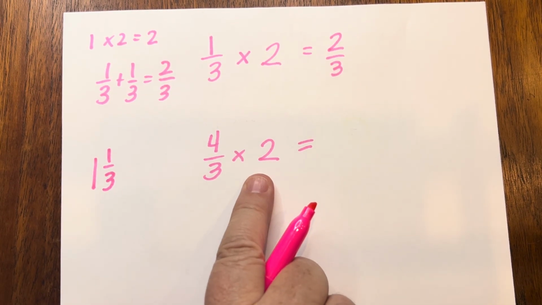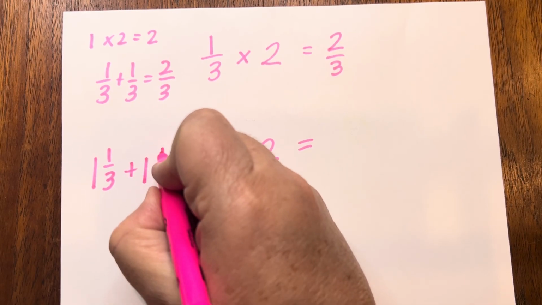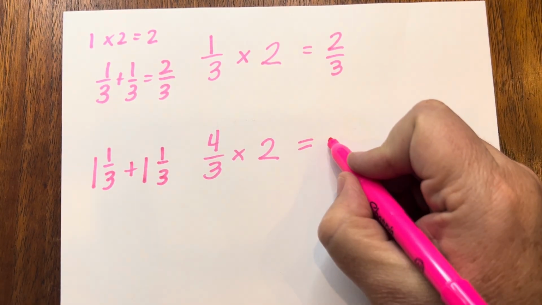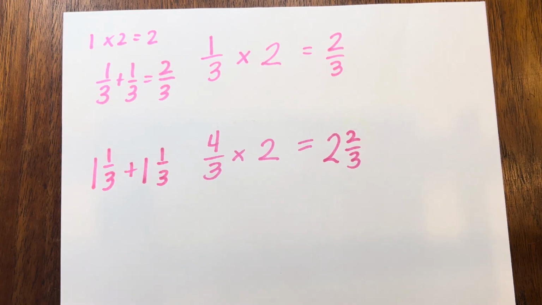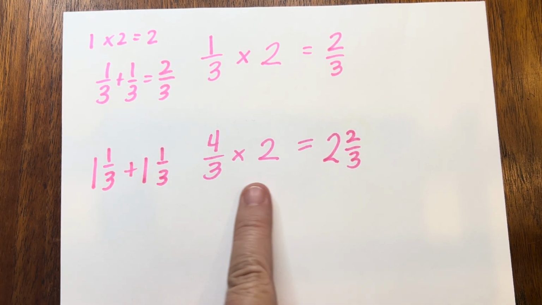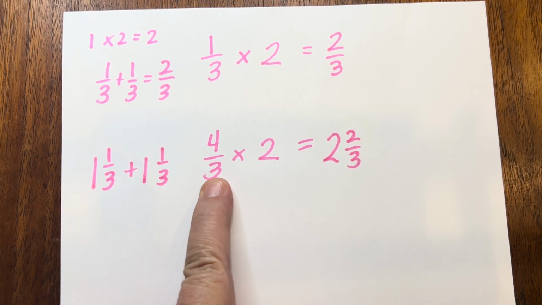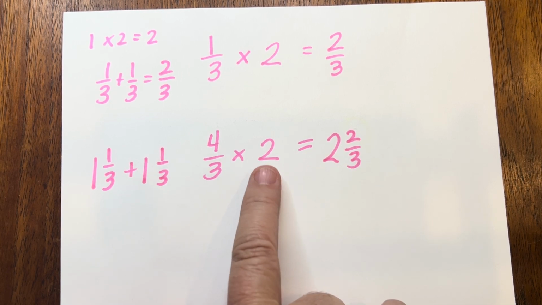And if I'm timesing by 2, it's saying add 1 and 1/3 plus 1 and 1/3. What is that going to give me when I add those together? It's going to give me 2 and 2/3. So you can see we got an answer that was greater than our whole number. So we should be able to know and understand that if I multiply something that is greater than 1, it will give me an answer that is greater than the whole number.